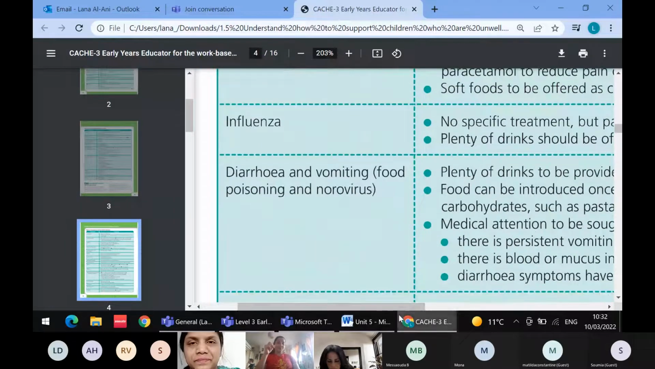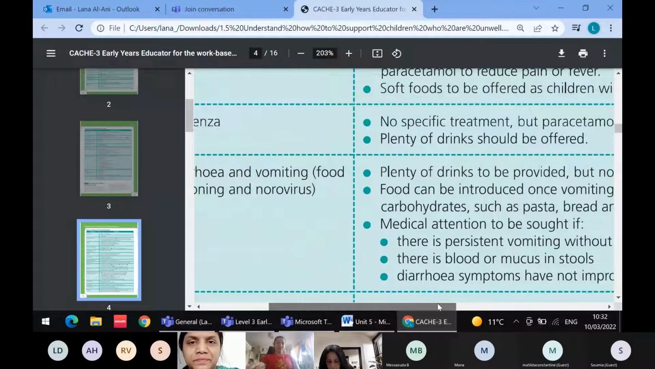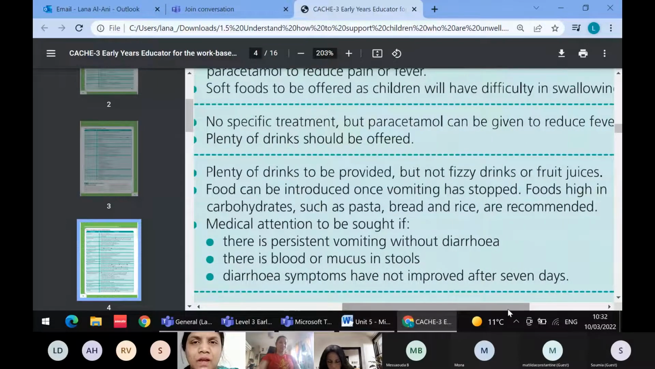How about diarrhea and vomiting from food poisoning? We have to give less food, more drink. Very good, excellent. We can give the child electrolytes to maintain the electrolyte balance. We can get them over the counter, and we can give some soft foods and plenty of fluids. But the fluid shouldn't be fizzy. It should just be water or juices.